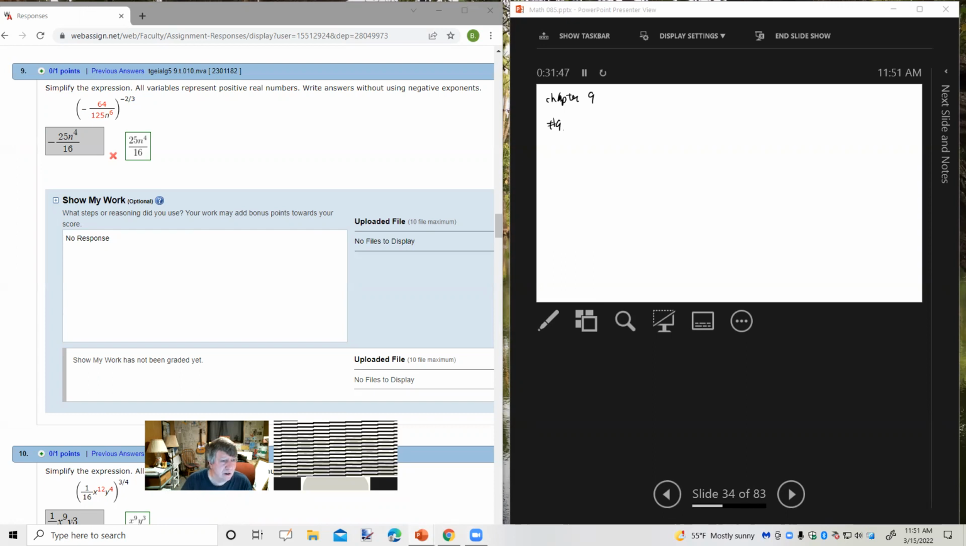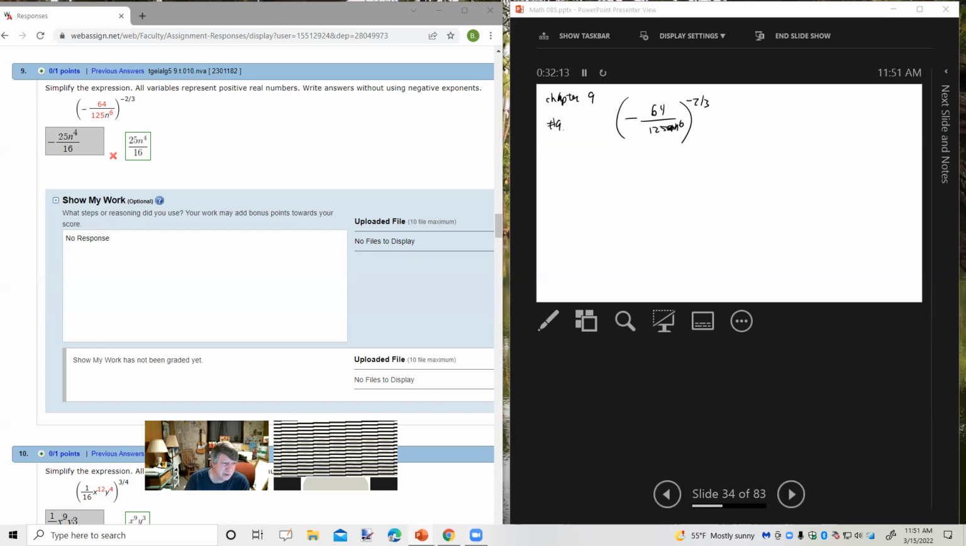Simplify the expression. All variables represent positive real numbers. Write answers without using negative exponents. And it looks like you got everything right except the negative sign. So let's see what's going on here. That's to the 6th power there, to the negative 2/3.